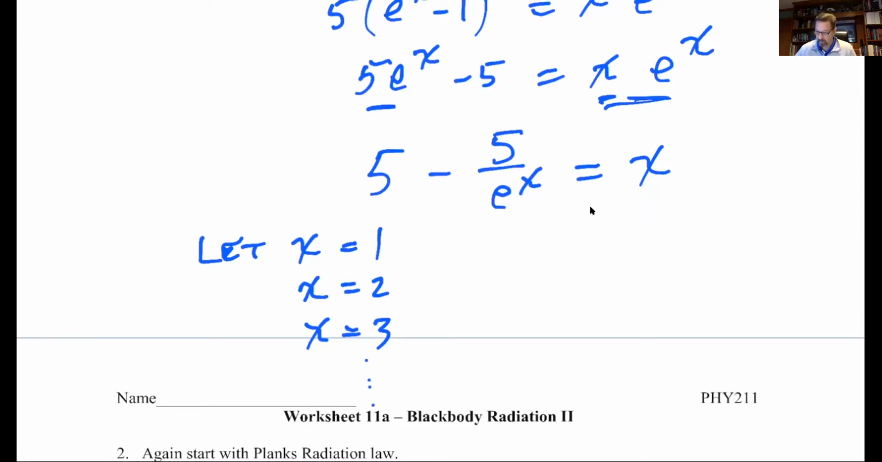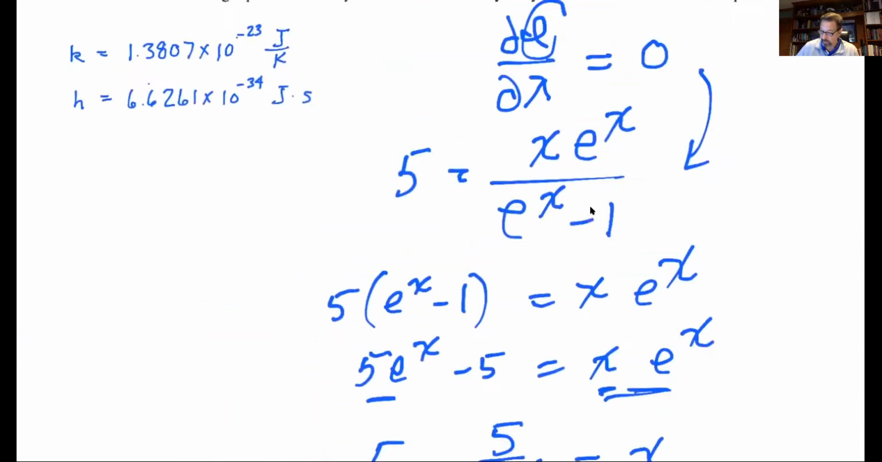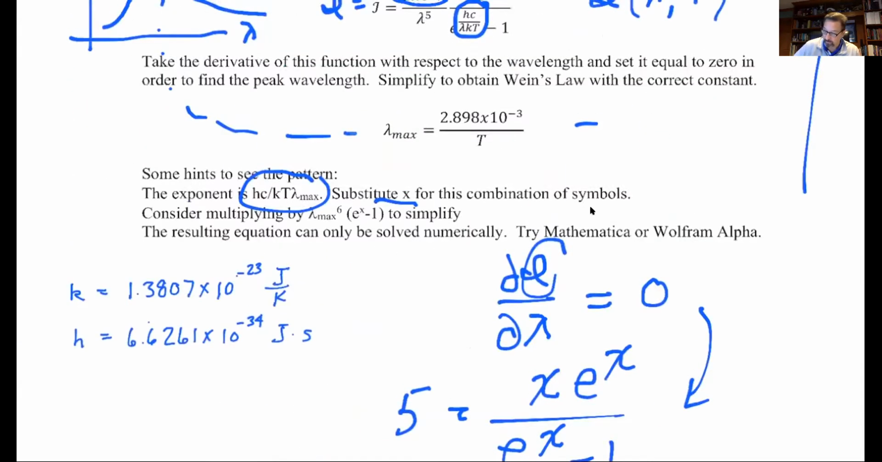MathNet is out there. All these things are available to you. In any event, once you solve that, you should get an equation. Of course, since I said x, it will have both lambda and T. If you put all your constants in the right place, you should be able to recover Wien's displacement law right out of Planck's distribution for the power spectral density.